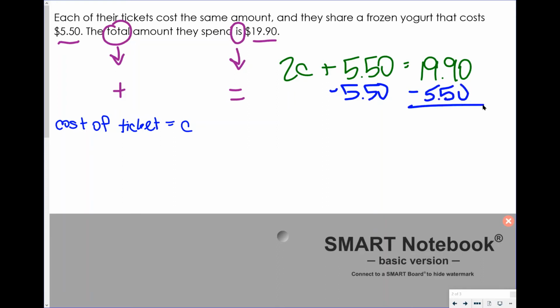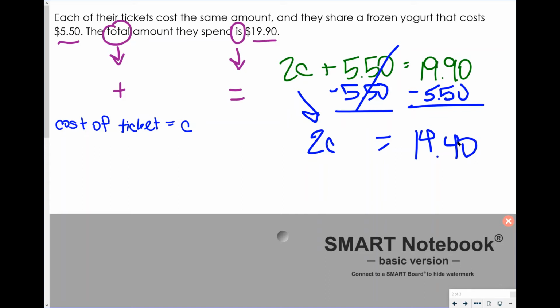Sorry guys, my handwriting. Okay, so you're going to obviously bring down your 2C. Now what's 5.50 minus 5.50? Nothing. It just gives me 0. So you're going to bring down your equal sign. Equals what's 19.90 minus 5.50? It gets me 14.40.